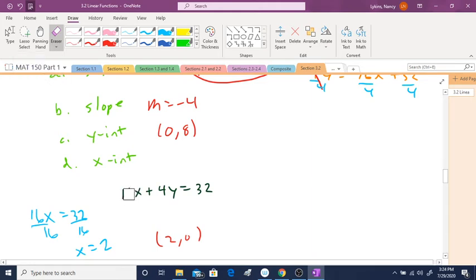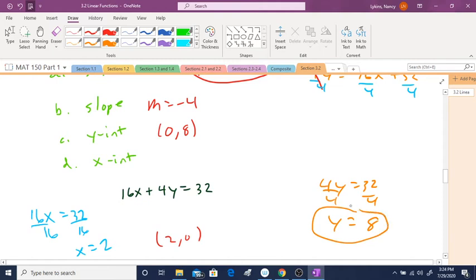Okay. To find the y-intercept, cover up the 16x. What's left? 4y equals 32. Divide by 4. Y equals 8, which is the same as what we have right here. So that's another way to check your answers as well. So now we'll end this lesson with 2 word problems.